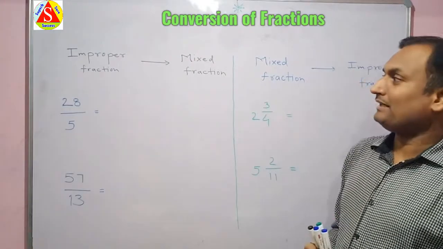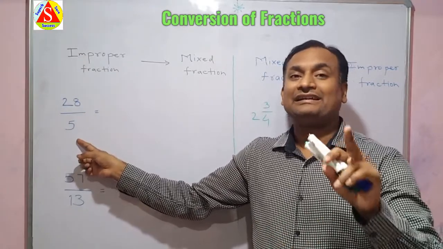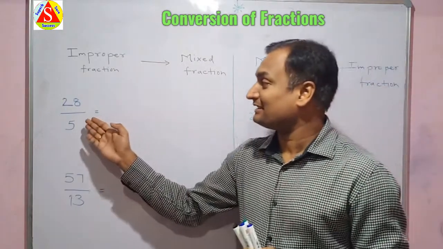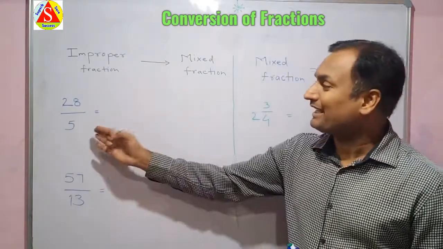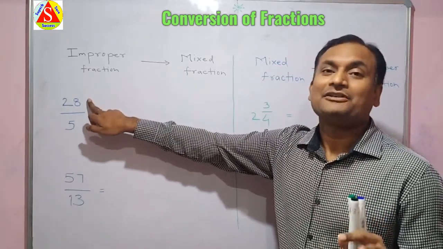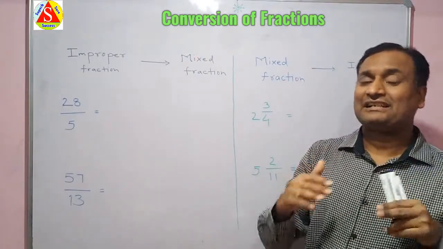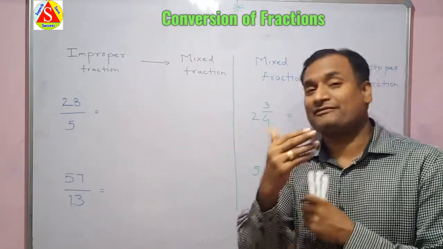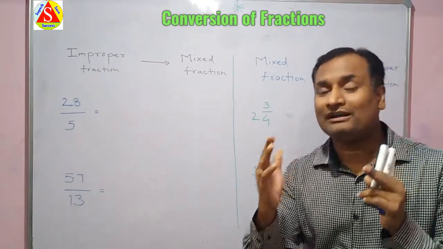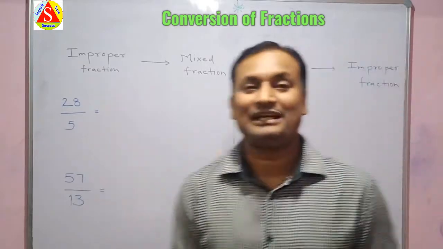So dear students, here you can see 28 by 5, it is given as an improper fraction. You can see the denominator is less than the numerator, so we can say this is an example of improper fraction. Let's convert it into mixed fraction. Dear students, it is very easy. You only have to divide the numerator by the denominator. So let's divide it.